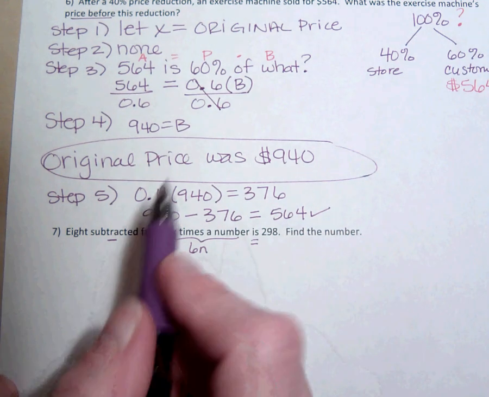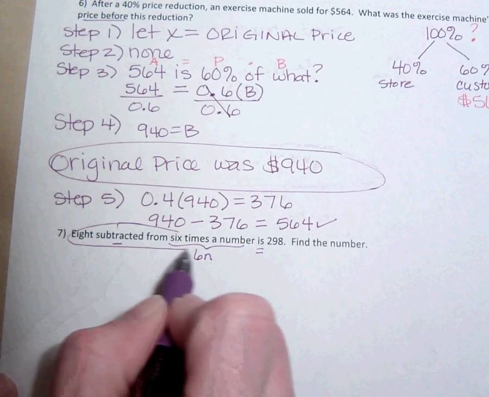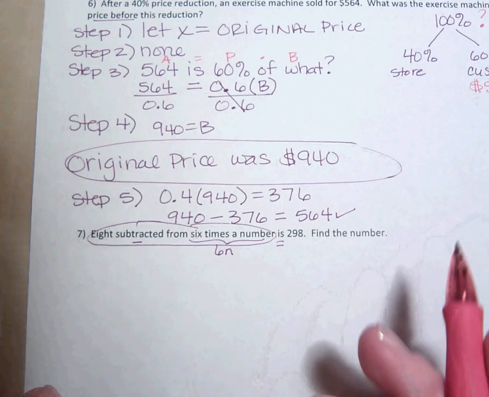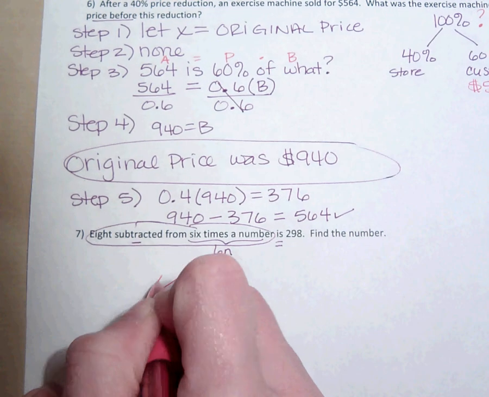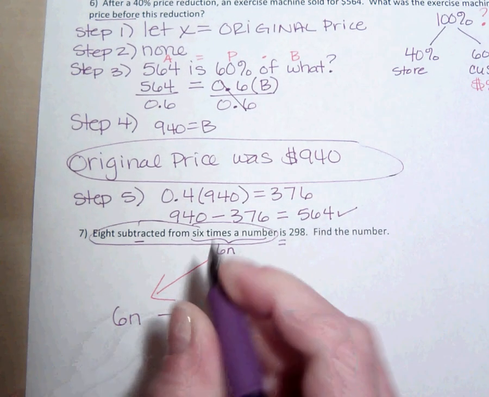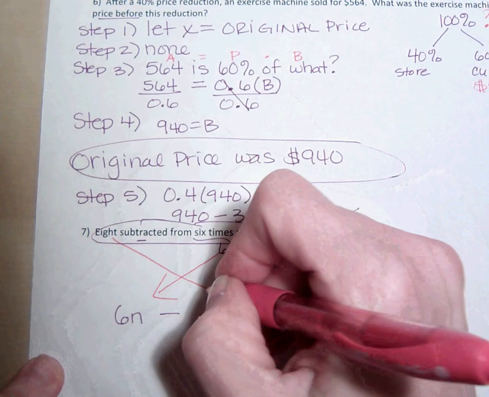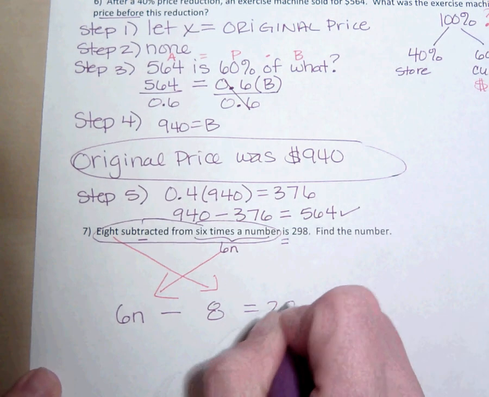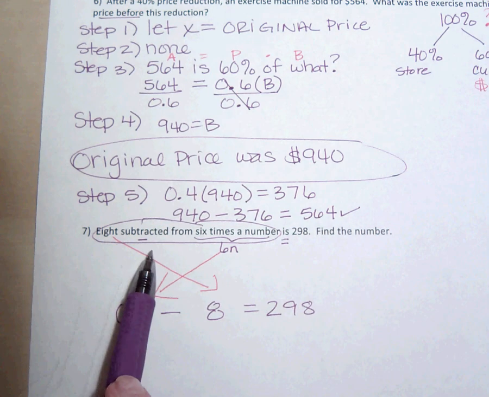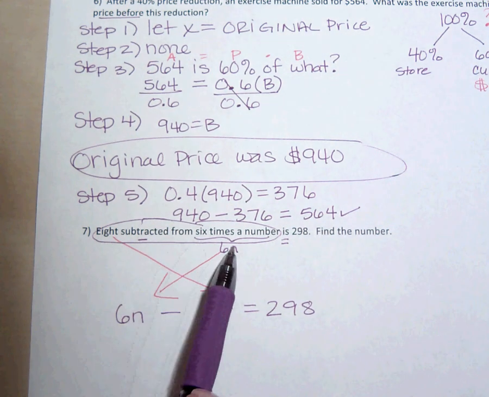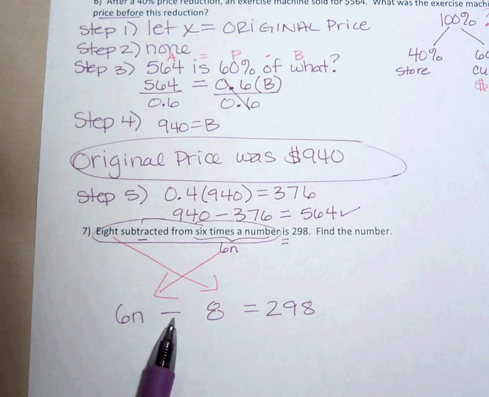But here is where we really need to pay attention. It says that 8 is subtracted from 6 times a number. So what that means is that we started with 6 times the number, and from that we subtract 8. So it's not 8 minus 6n, because 8 is being subtracted from the 6n. So we start with 6n and we subtract 8 from that, and it equals 298.